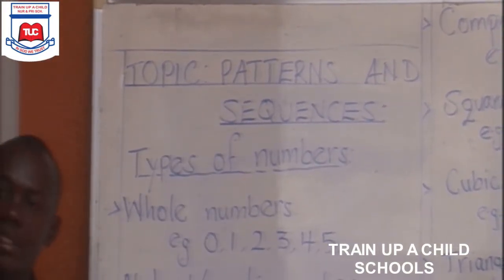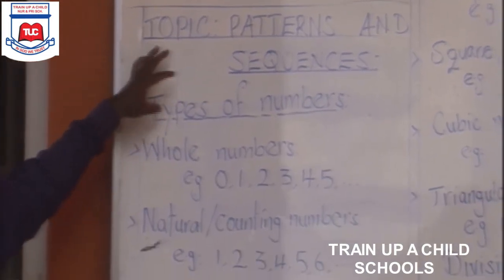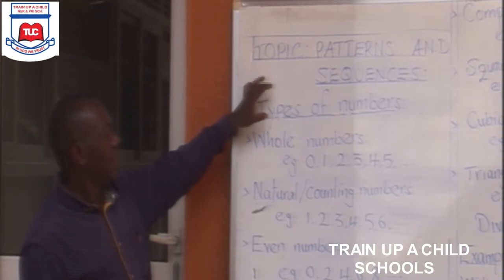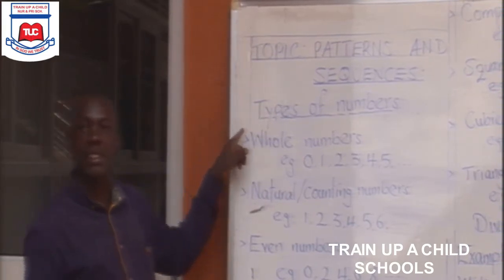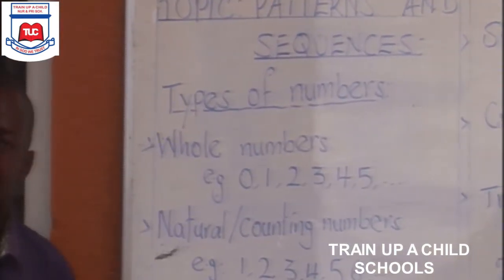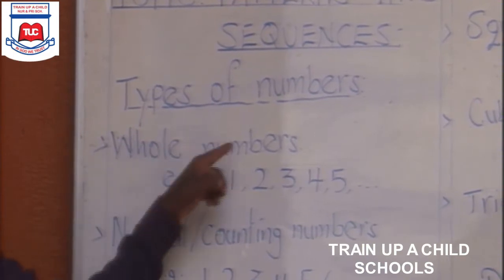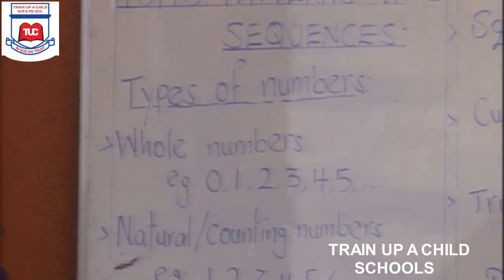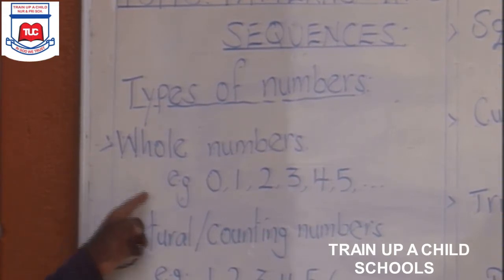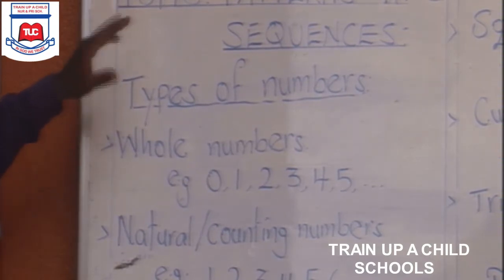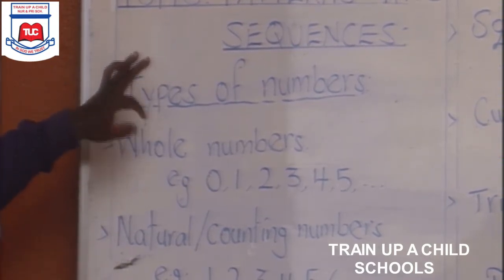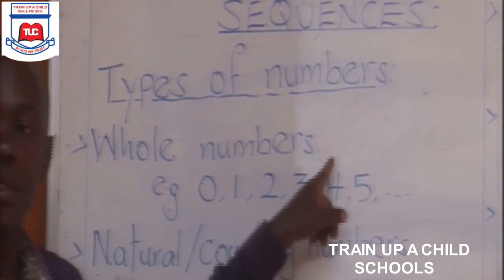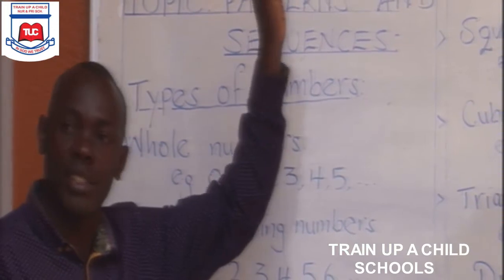In patterns and sequences, we shall have to know and revise the types of numbers we covered right from P4. And here they are. The first one is whole numbers. Whole numbers are the mother to all the types of numbers. The question is, what are whole numbers, or how are whole numbers derived? Whole numbers are numbers that range from 0 to infinity. The examples are 0, 1, 2, 3, 4, 5, 6, 7, and so on.